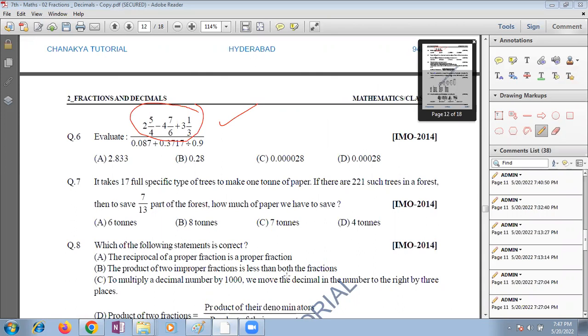Other students, please give your answers too in the chat box. Sritan, please respond and listen to the class. You are not listening. Sritan, are you there?